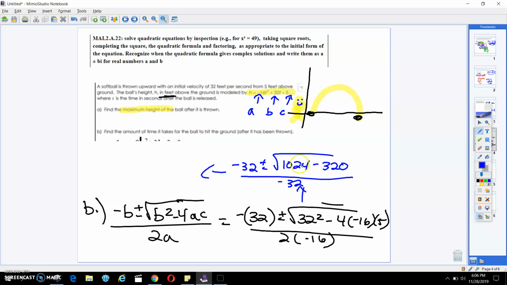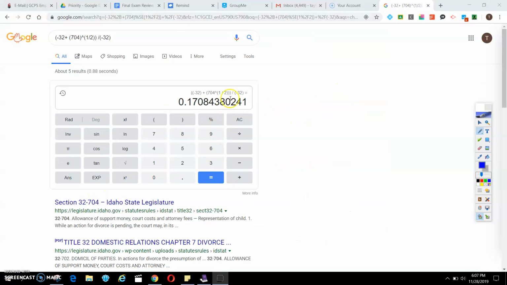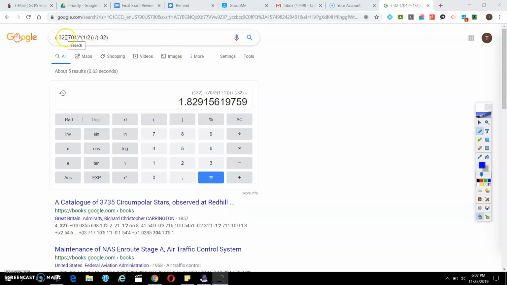All right. So I'm going to take 1,024 and I'm going to subtract 320 from it. So this is going to give me negative 32 plus or minus the square root of 704 over negative 32. Cool. All right, so let's see if 704 is a perfect square. Give me 20 seconds because I don't have a calculator right on me. So when I plug that into my calculator, I'm going to get 0.17. And if I plug in the other one, what I mean by that is I change this to a negative, that's going to give me 1.829.